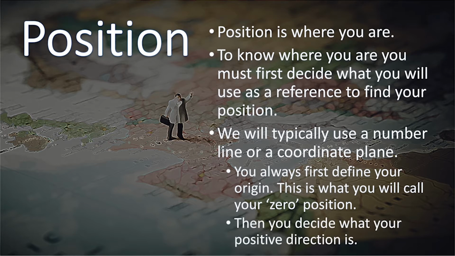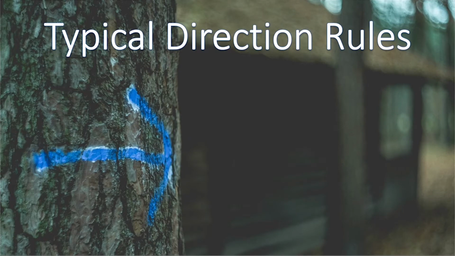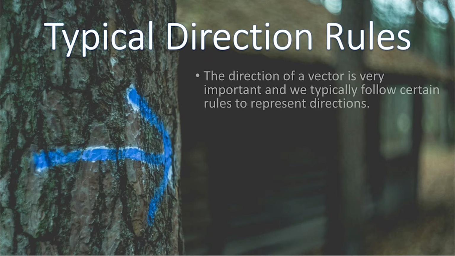And then you're going to decide what your zero position is, and then you go from there. And then the next thing you want to do is decide what is the positive direction. And there are some typical direction rules that we got to follow to make sure that we are all on the same page, because these direction rules can just be made up by anyone at any time. But for all of us to make sure we're working together in the right way, we all need to start following these same direction rules.